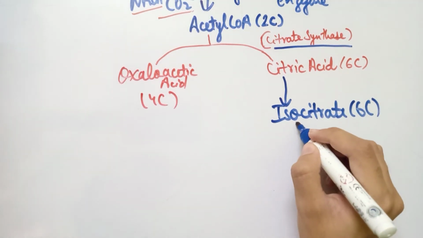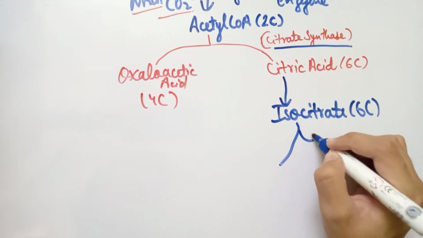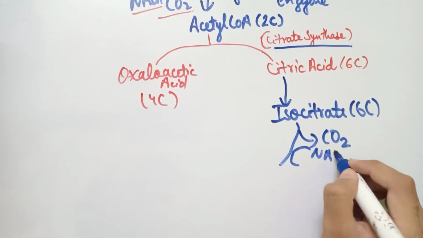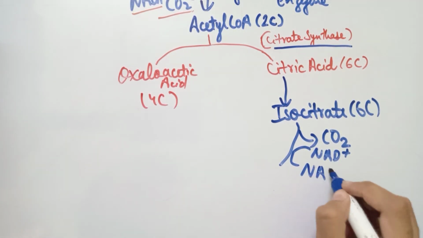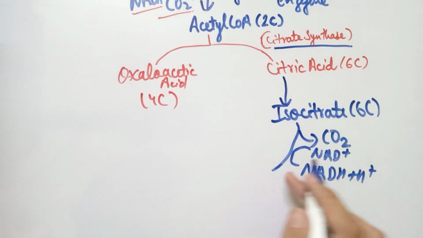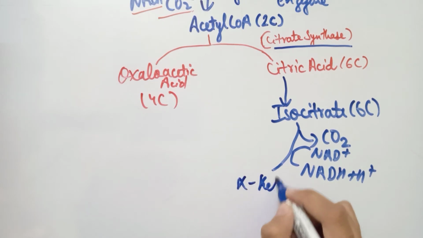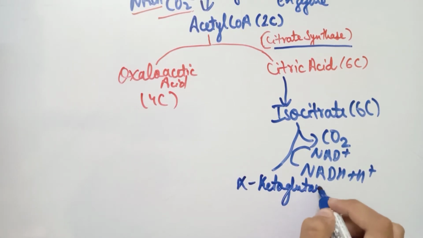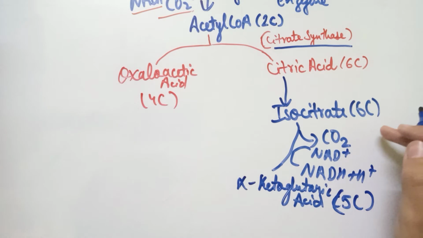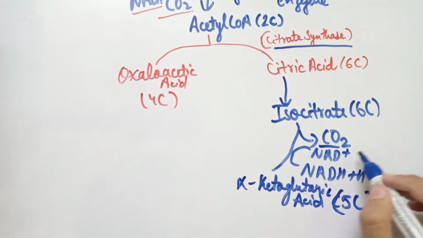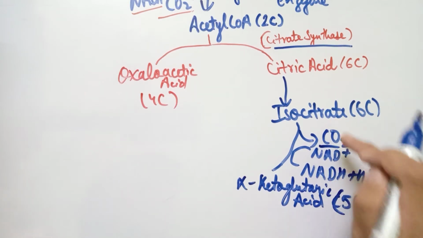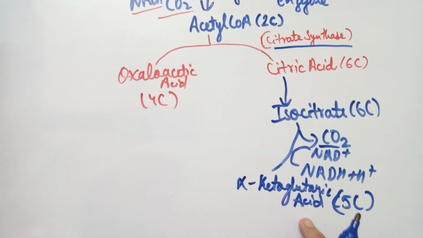Now this isocitrate goes through decarboxylation and carbon is released in the form of CO2, and NAD plus is reduced to form NADH plus H plus, and isocitrate gets converted into alpha ketoglutaric acid, which is a 5-carbon compound because carbon is removed in the form of carbon dioxide from isocitrate. So this 6-carbon isocitrate converts into 5-carbon alpha ketoglutaric acid.